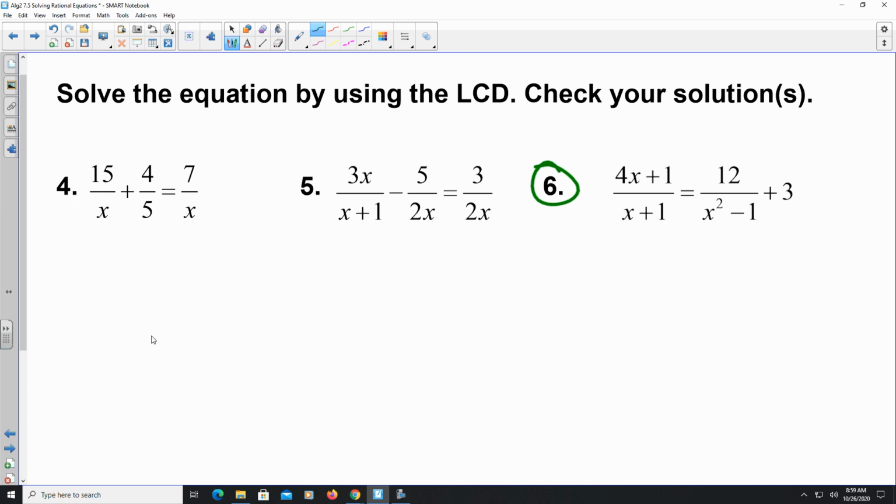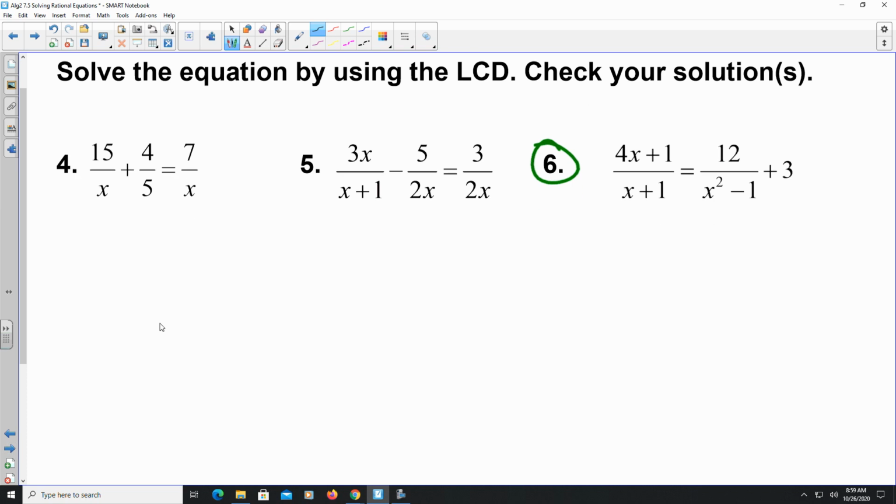So looking at this, I want to find my LCD between x squared minus 1 and 1. So the LCD is going to be x squared minus 1. So this is going to be 12 over x squared minus 1 plus 3 over x squared minus 1, all divided by x squared minus 1.